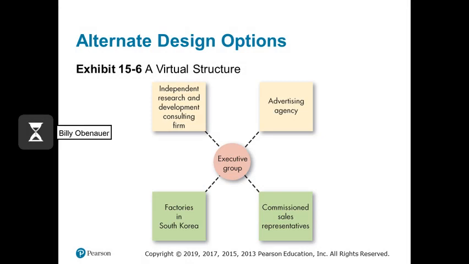This figure illustrates what a virtual organization might look like. What you see in this figure is that at the central node of the organization, you have the executive group. And like I said before, these are the actual employees of our company. Then all these other groups out here, the advertising agency, the research and development consulting firm, the factories, the sales reps, these are all outside members of the organization. They're not actually employees of the organization, but they're contracted or outsourced, so to speak, to perform different functions.